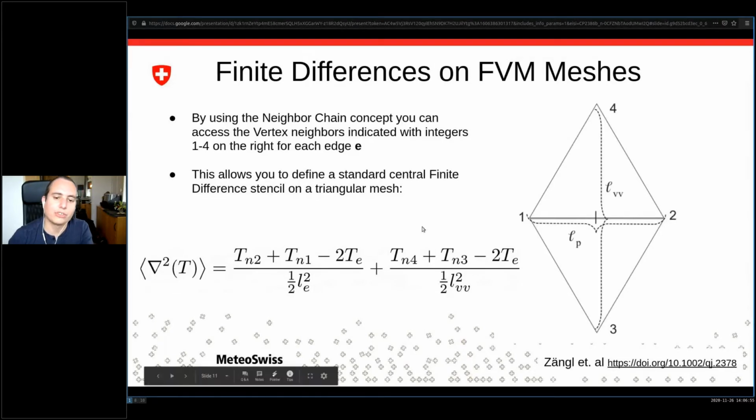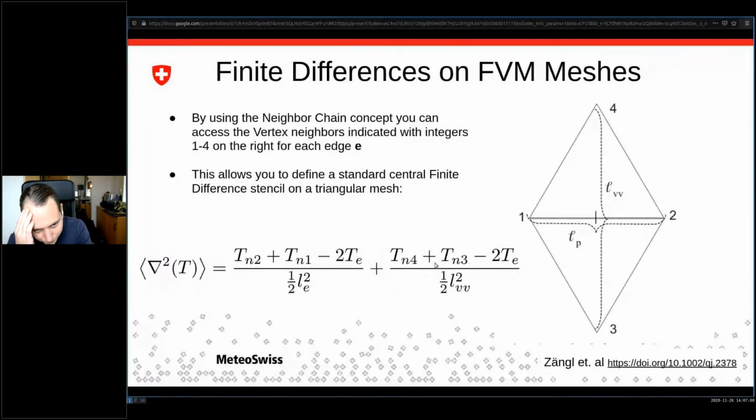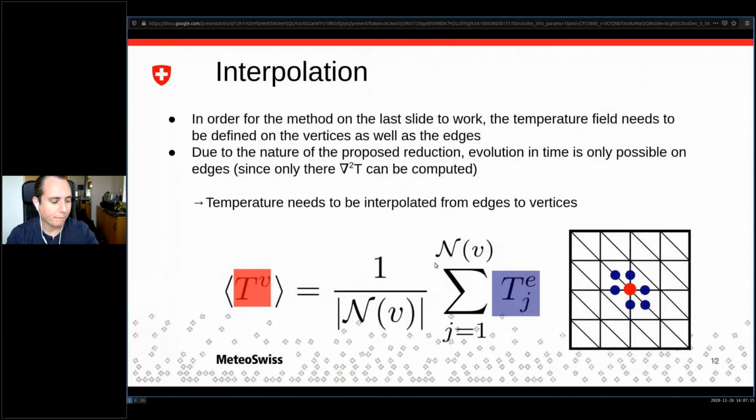So we just need to slightly adapt the formula we had before, and using the neighbor chain concept, we can get a second order accurate Laplacian, which will certainly help us to solve this exercise.